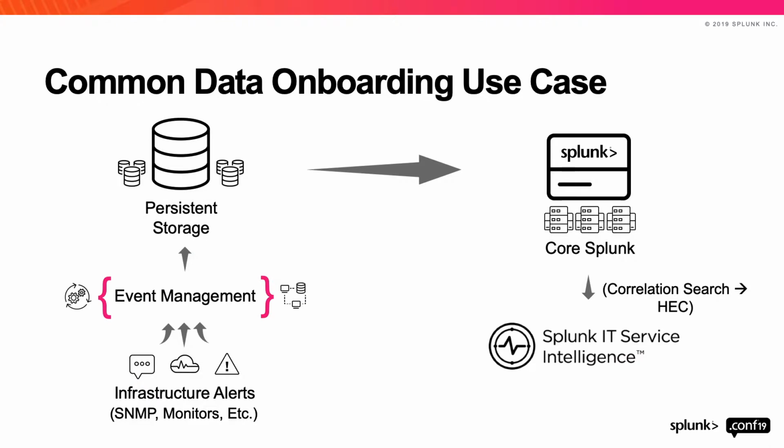Now here are some very common data onboarding use cases. Let's say you are responsible for measuring the reliability of 47 refrigerators in a particular warehouse, right? The refrigerators are going to send their events to some kind of persistent storage, some kind of SQL database. You're going to pull this data through SQL, through DB Connect, into a core Splunk index. And from there, you're running your correlation search and basically converting it into ITSI. Now, whether it's a refrigerator or a Docker container or a virtual machine, they all follow a very similar path.